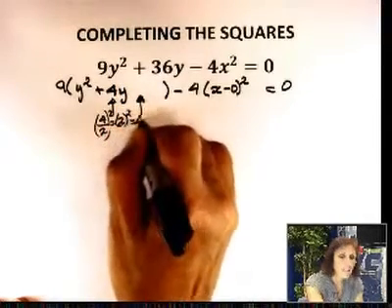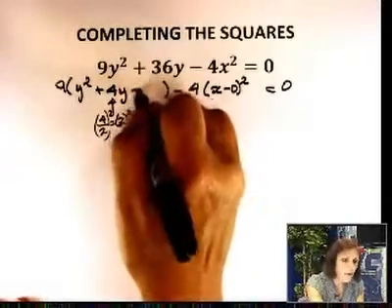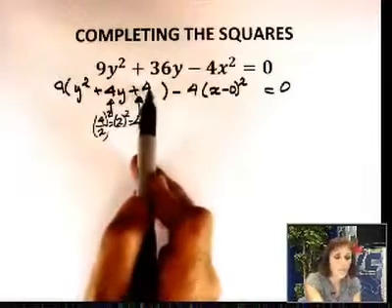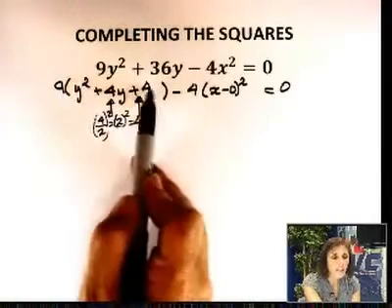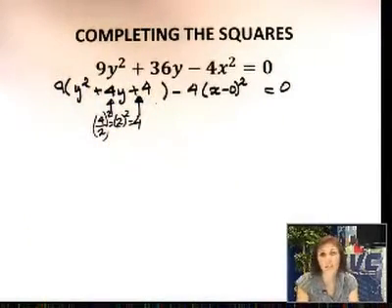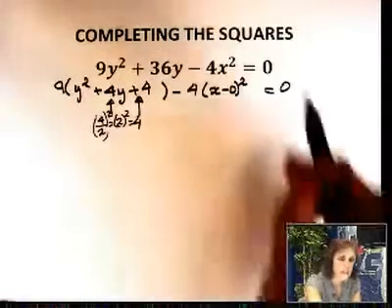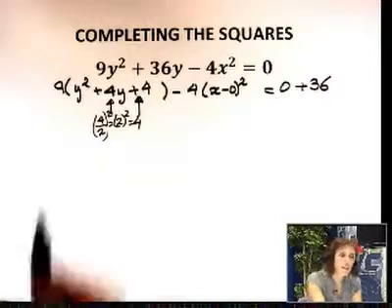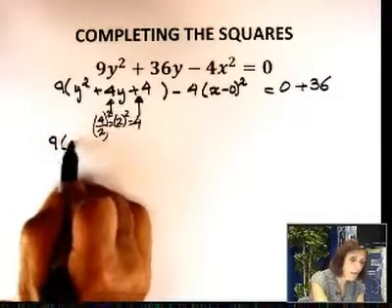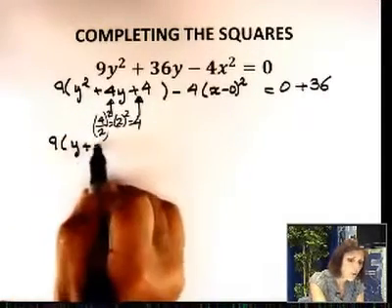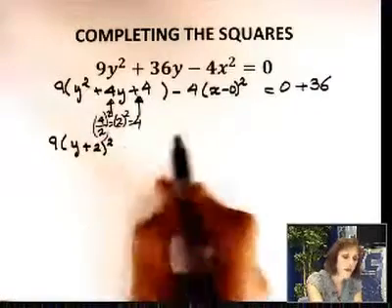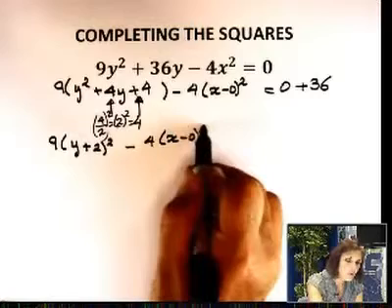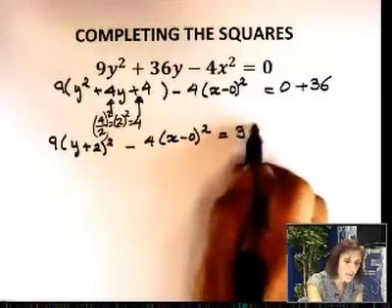So I'm missing a 4. If I put a 4 here, it's not just putting 4, because when I put a 4, actually I put a 36. 4 times 9 is 36. I can't just put 36 in there because I feel like it. I need to put a 36 on the right. And let's write it as completed squares. Watch. Y plus 2 squared minus 4 times x minus 0 squared equals 36.